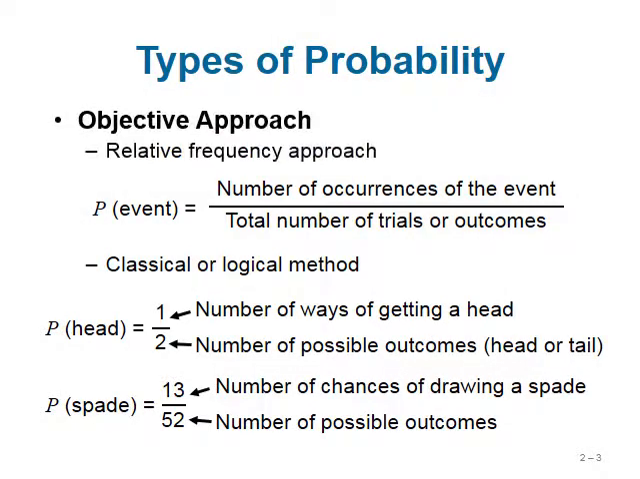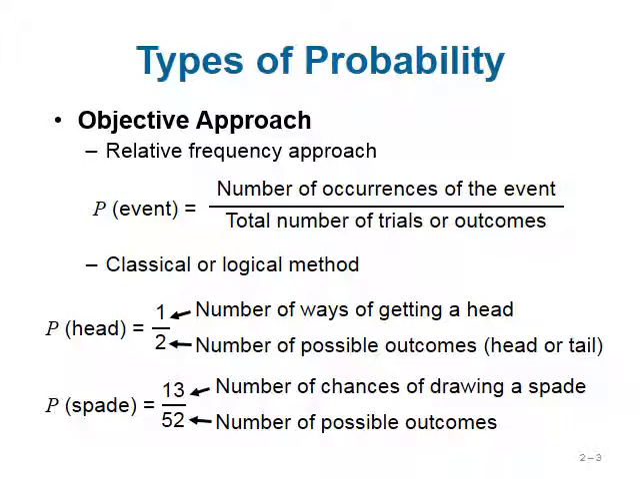There are several types of probability we will discuss. The first is called classical probability, also called objective probability. This form of probability is based on the relative frequency of occurrence. To find the probability of an event, we take the number of occurrences of that event divided by the total number of outcomes. One example is the flip of a coin. The probability of flipping heads is 1, as there is only one way to get heads on a coin, divided by 2 because there are two possible outcomes, heads or tails.